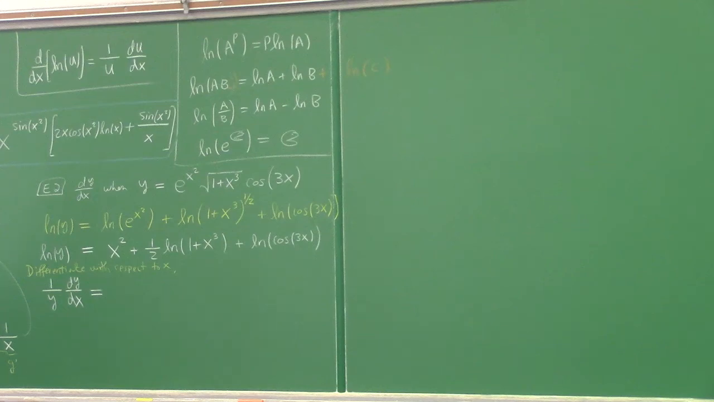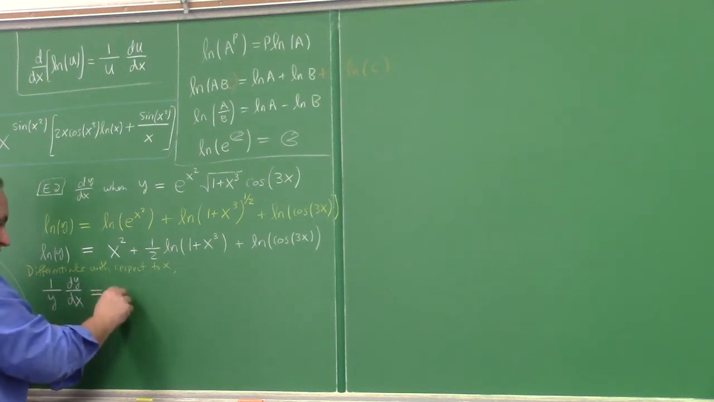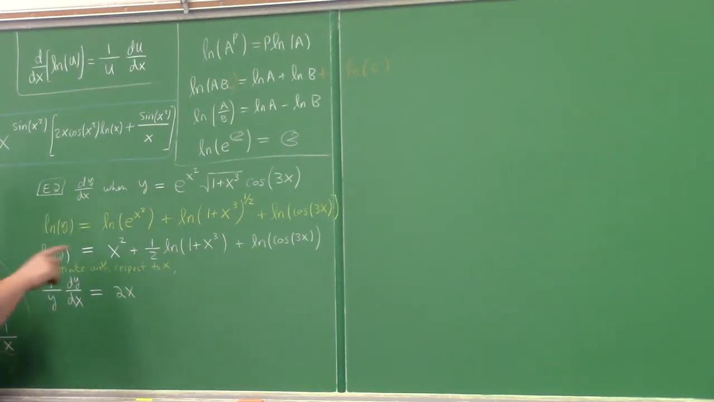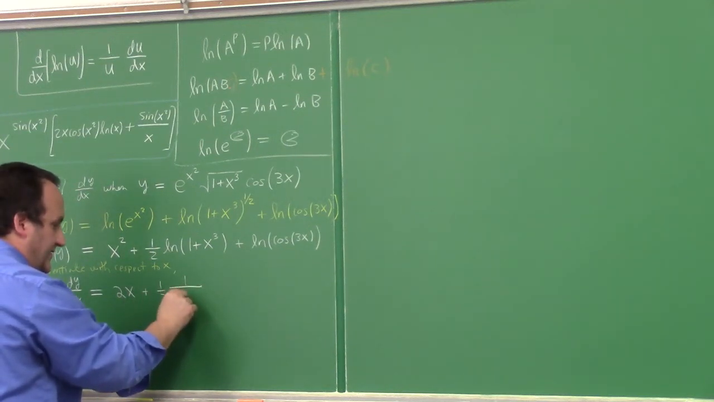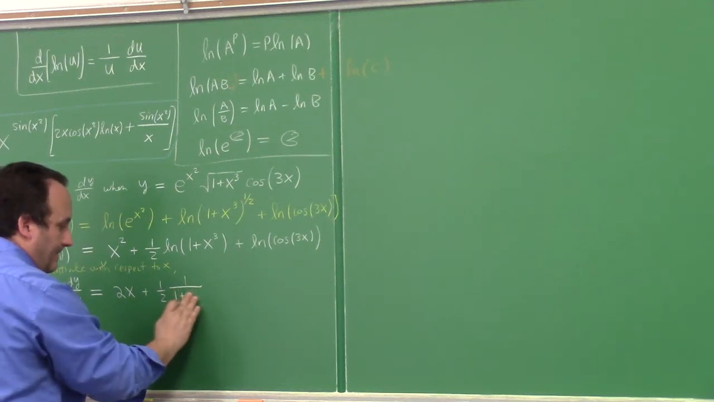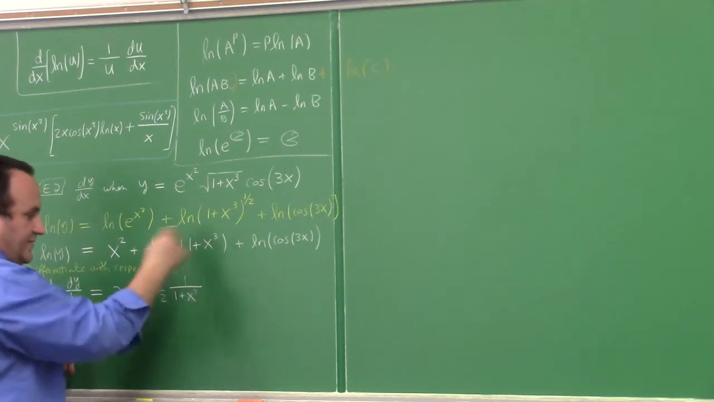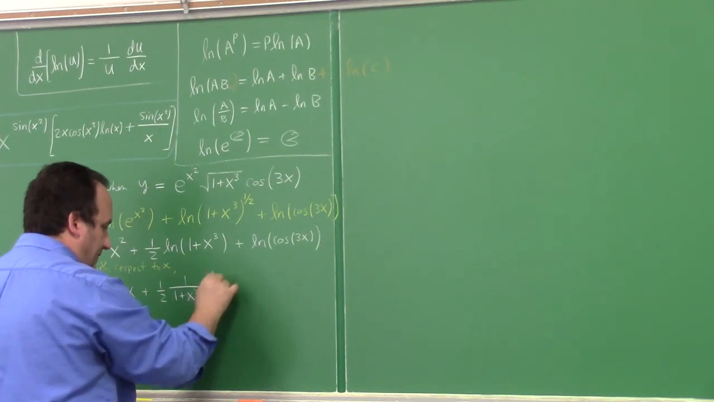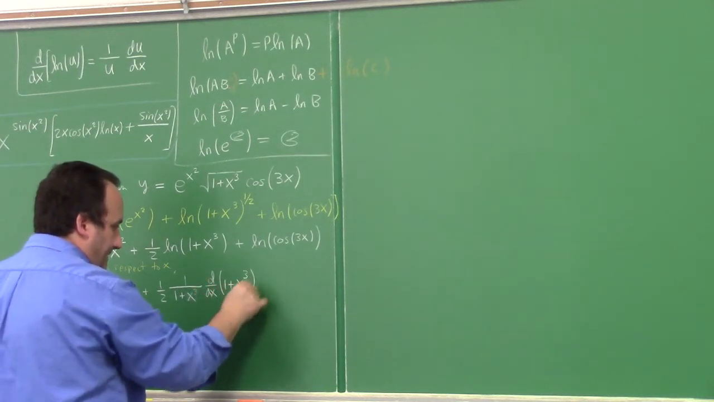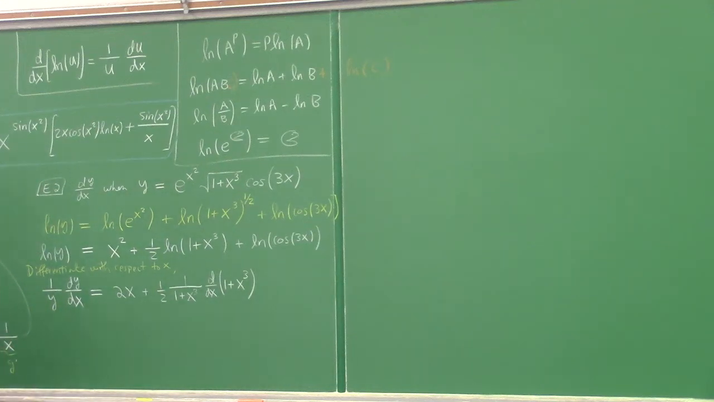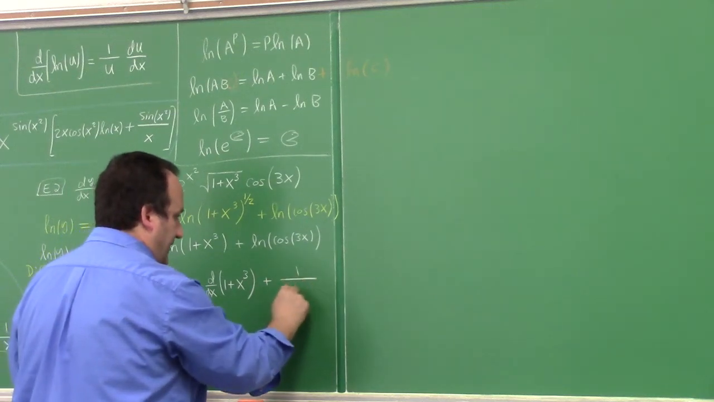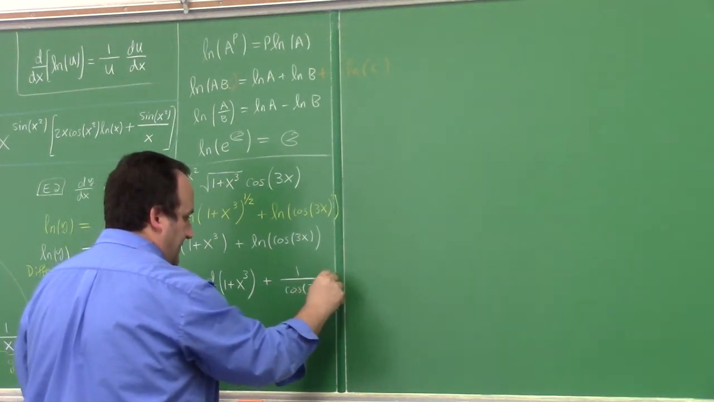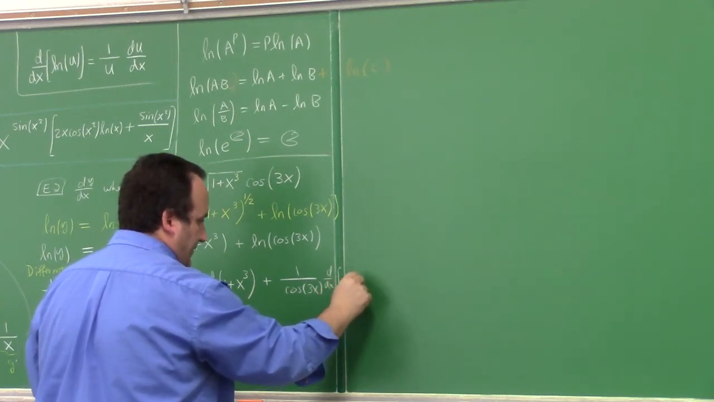1 over y dy/dx. So differentiate x squared, that's just 2x, right? Then I have plus 1/2 times 1 over 1 plus x cubed, right? Times the derivative with respect to x of 1 plus x cubed, right? That's the chain rule there. And the next one, 1 over cosine of 3x times the derivative with respect to x of the cosine of 3x.